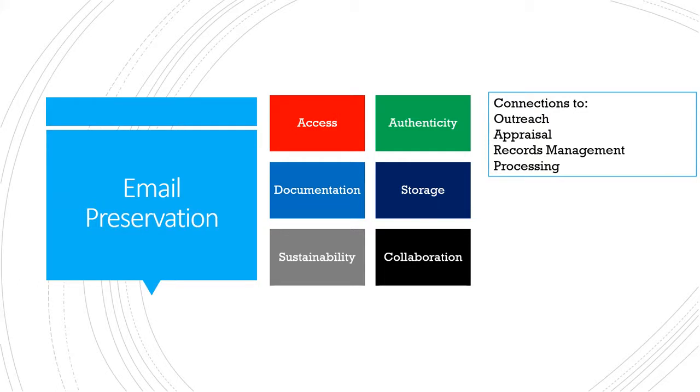So how archives choose to provide access to records, and whether they're providing access to email files that have been migrated or email files that have been emulated, will impact the authenticity of the email that researchers are working with. Documentation, we talked about the need for metadata as far as understanding the context of emails and how that documentation can support the perception of authenticity that an email might have.